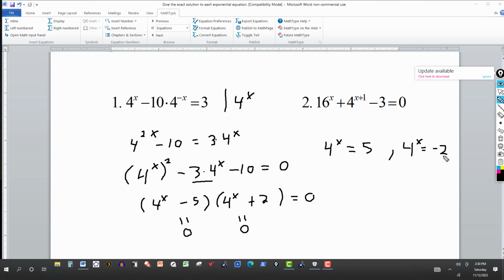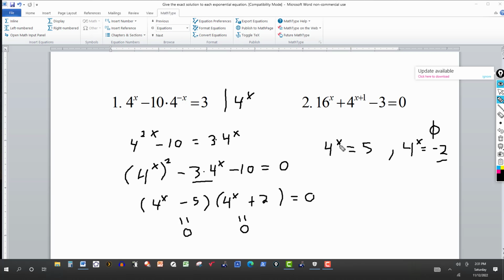So this breaks down into two exponential equations: 4 to the x equals 5, and 4 to the x equals negative 2. Now I want you to keep in mind that anytime you have a positive base taken to any power, it doesn't matter whether the power is negative or positive or 0, that number is never going to equal a negative. It's always positive. So this equation here has no solution, no real solution at all. This one does. So I want to solve for x.